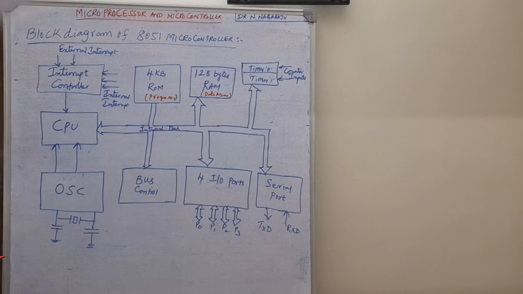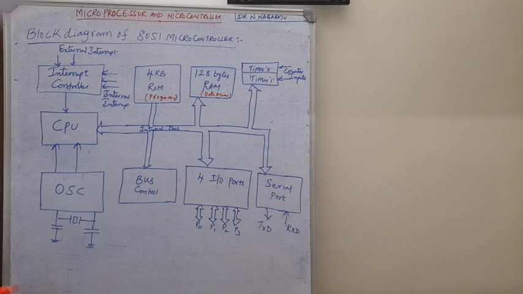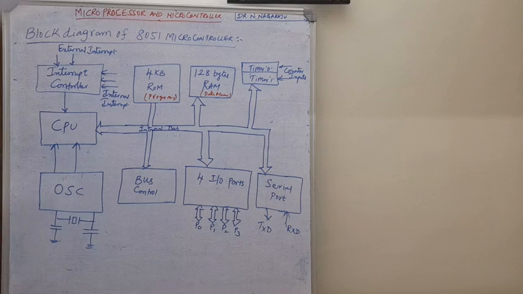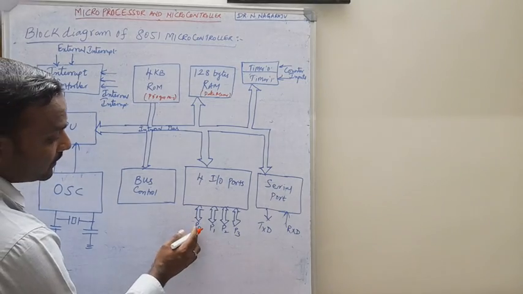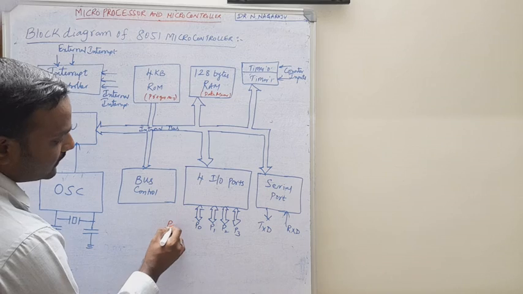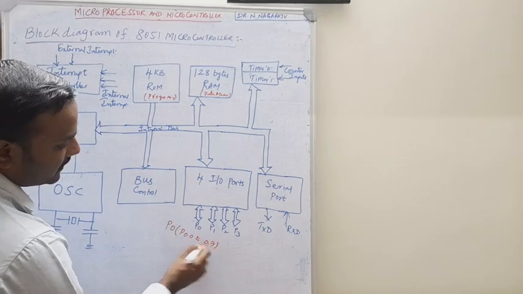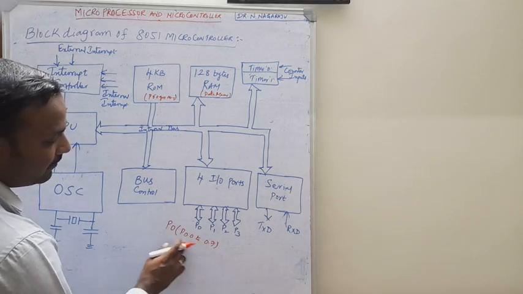Next, the bus controller is used to control all data access, whether address bus, data bus or control bus. All internal communication can be done by using this bus controller. And this is very important: there are 4 IO ports in the 8051 microcontroller, port 0, port 1, port 2 and port 3. Each port consists of 8 pins. Port 0 is P0.0 to P0.7, that is 8 bits.